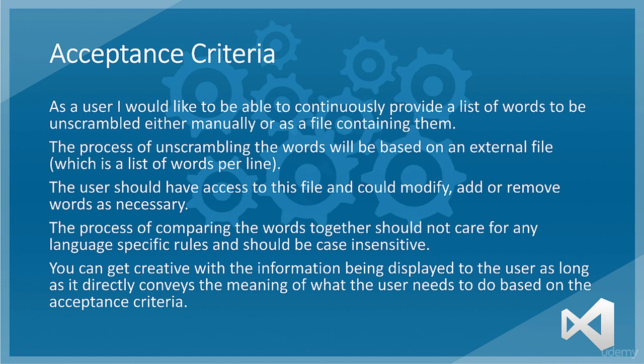The process of unscrambling the words will be based on an external file, which is a list of words per line. The user should have access to this file and could modify, add, or remove words as necessary. The process of comparing the words together should not care for any language-specific rules and should be case insensitive. You can get creative with the information being displayed to the user as long as it directly conveys the meaning of what the user needs to do based on the acceptance criteria.